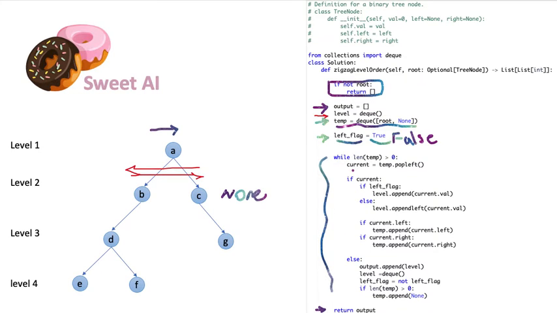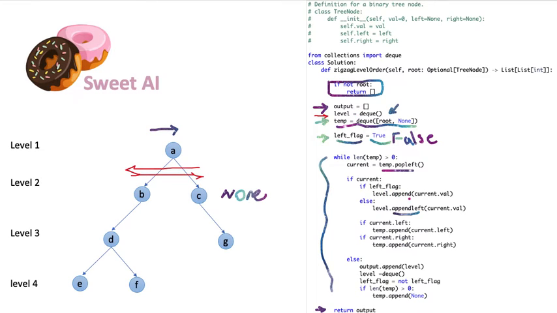So what we are going to do is start with the root node, and pop it from the left, which is going to be this one. Then we check if the thing that we have popped from the queue is not empty, and we check the flag. If the flag is true, which means left to right, we add at the end, and if the flag is false, we add at the beginning.